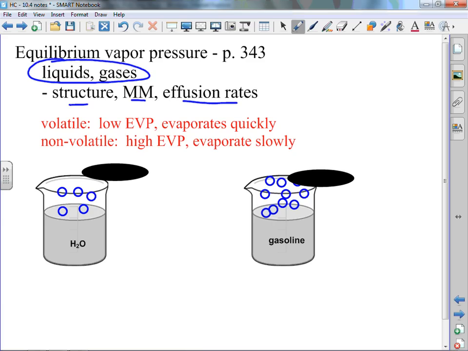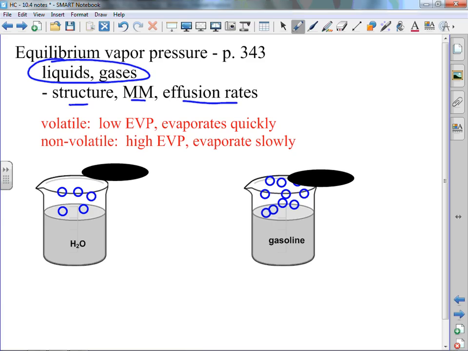Now, think of a couple terms here. You hear the term volatile or non-volatile. Volatile, in everyday use, is something explosive, a situation that can change rapidly, and so on. In terms of chemistry, volatile means a chemical that has a low equilibrium vapor pressure, which basically means it evaporates very quickly. Non-volatile has a high EVP and evaporates slowly.